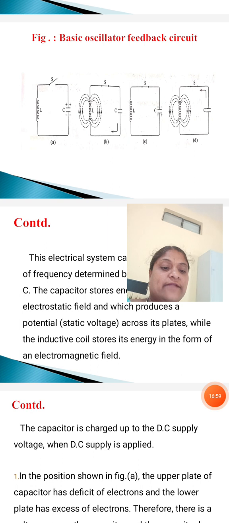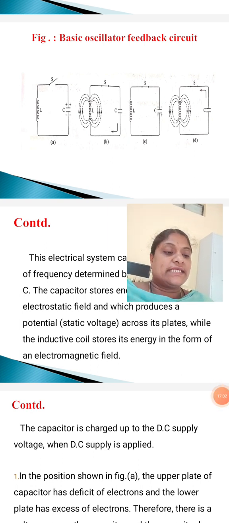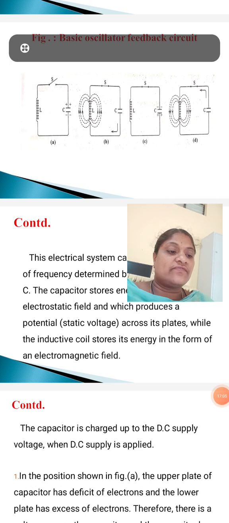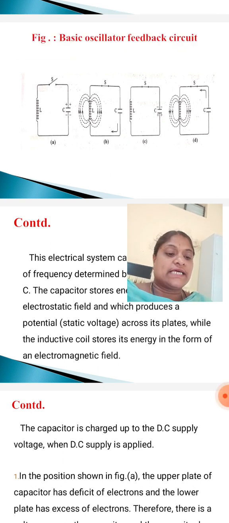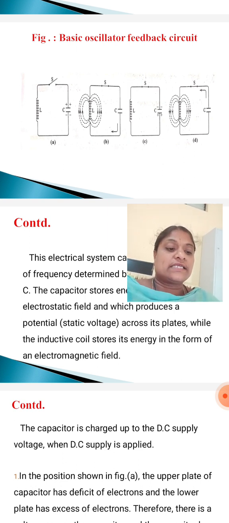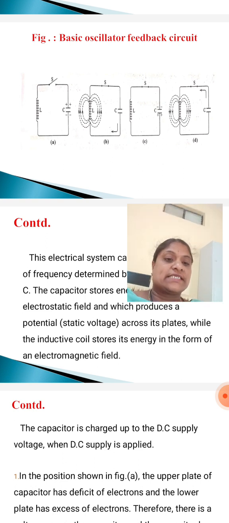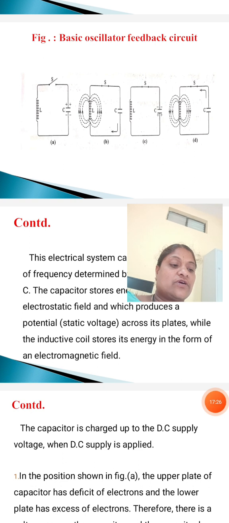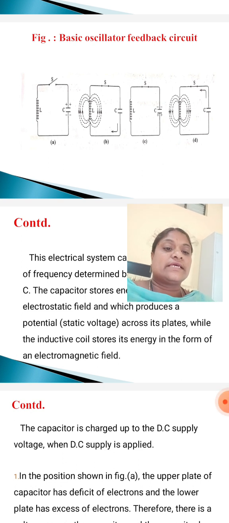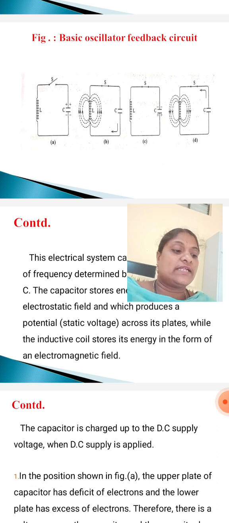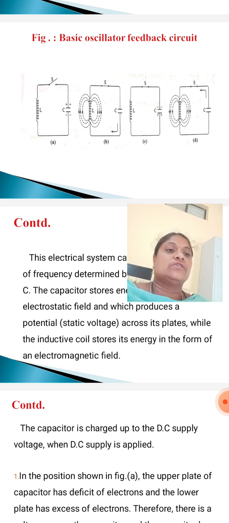I repeat this point again. The sequence of charge and discharge results in alternating motion of electrons, or an oscillating current. The energy is alternately stored in the electric field of the capacitor C and the magnetic field of the inductance coil L. This interchange of energy between inductance coil and capacitor, that means L and C, is repeated over and over again, resulting in the production of oscillations.